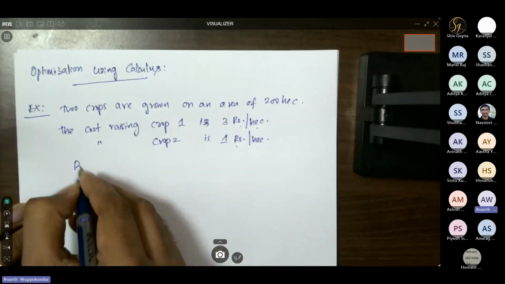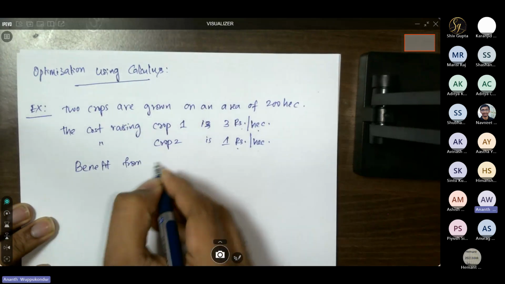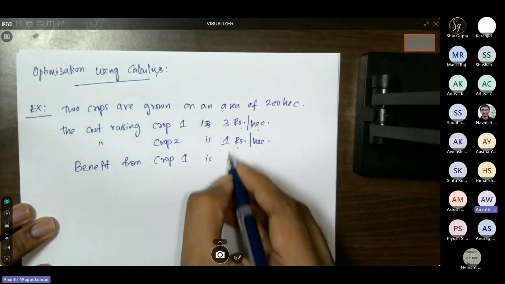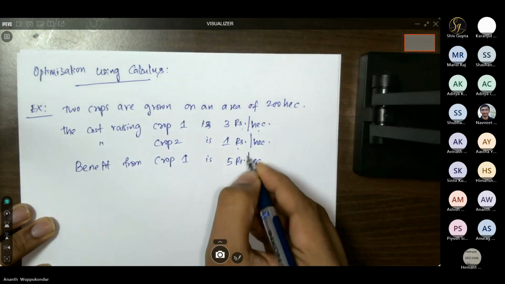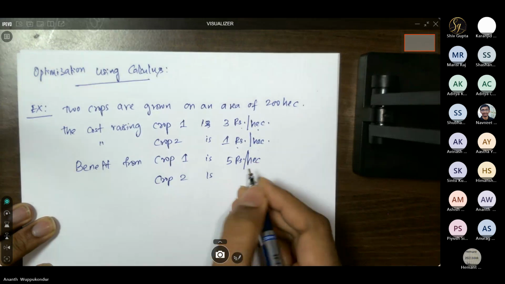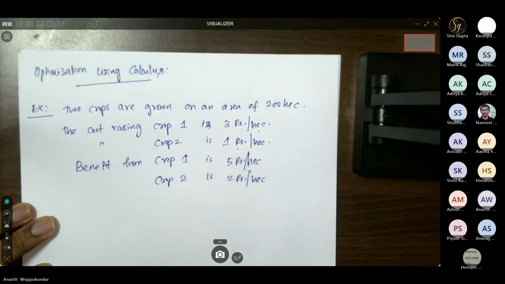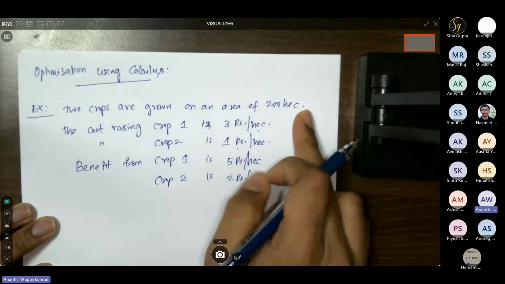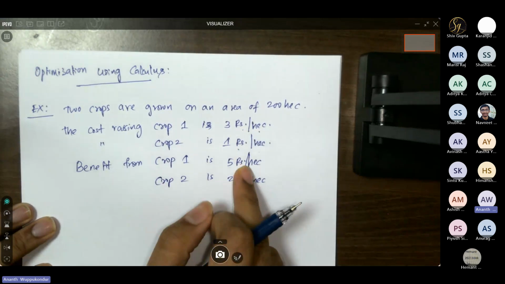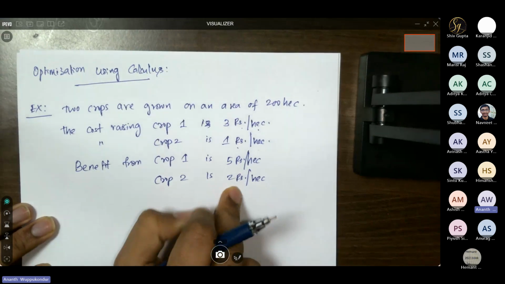And the benefit that we are getting from both the crops: the benefit from crop 1, let us say, is 5 rupees per hectare, and the benefit from crop 2 is 2 rupees per hectare. So we have a total of 200 hectares, and the cost of raising crop 1 is 3 rupees, but the benefit that we get is 5 rupees. The cost of raising crop 2 is 1 rupee, but the benefit that we get is 2 rupees, right?